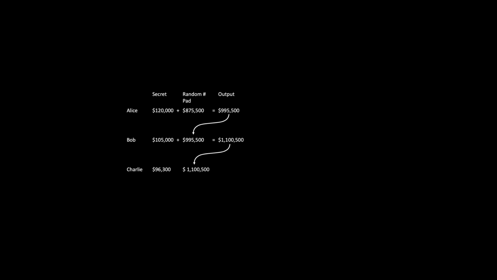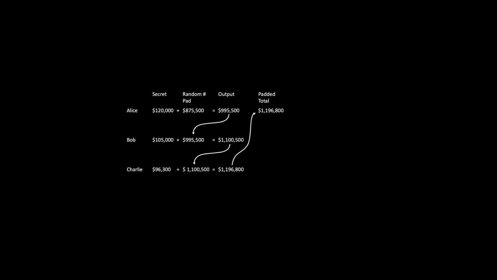Now, once again, Charlie really doesn't know anything about Bob or Alice's salary. And so he then adds in his salary of $96,300 to this amount for a total of $1,196,800. And Charlie then shares that computed output with Alice.